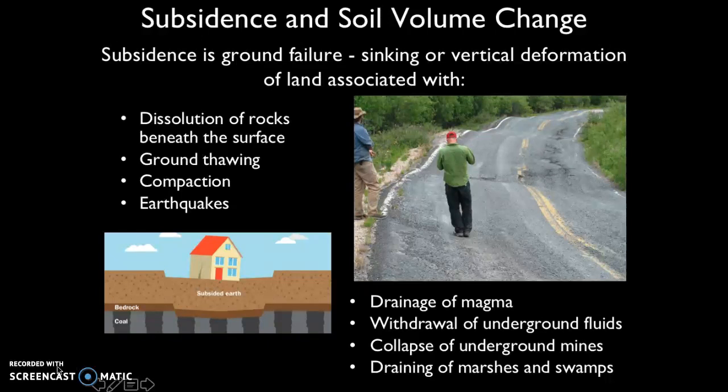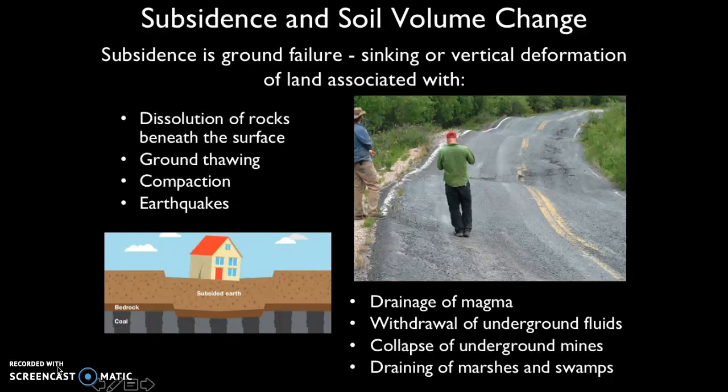When you have the drainage of magma, which can happen in lava tubes, and we've talked about that a little bit when we talked about the volcanoes lecture. When you have withdrawal of underground fluids, and that's very much so caused by humans. I mean, rarely by nature, but most of the times by humans. When you have collapse of underground mines, definitely by humans, and it's a similar process to that drainage of the magma.